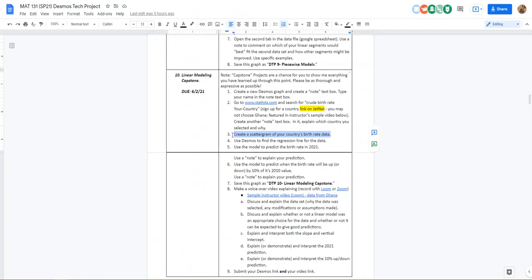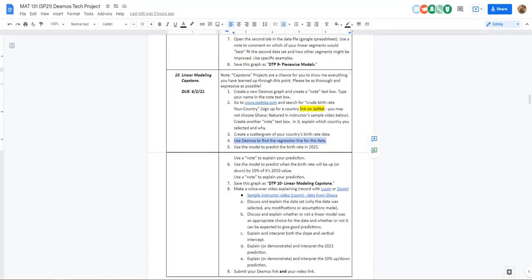Okay, so we're going to enter a scattergram for your country's birth rate. You're going to find the regression line for the data, and you're going to make a few predictions. So the data isn't up for 2021, so you make a prediction for 2021. Then you're going to use the model to predict when the birth rate will be up or down 10% of its 2010 value. So in my case, I'm going to go down because my birth rates are decreasing generally. If your birth rates for the country you chose were increasing generally, then you'd go up. But in this case, I'd go down.